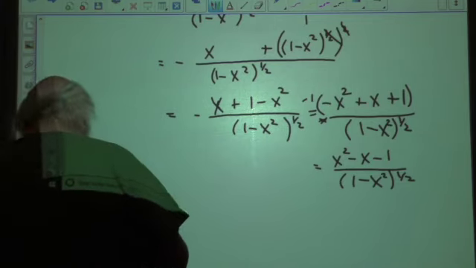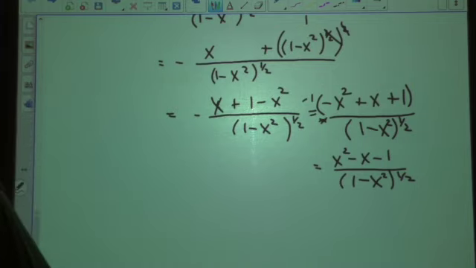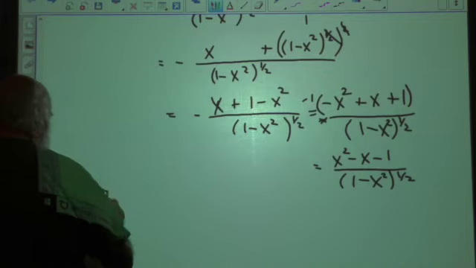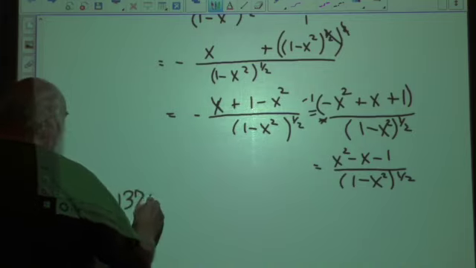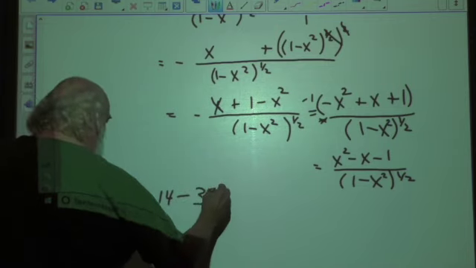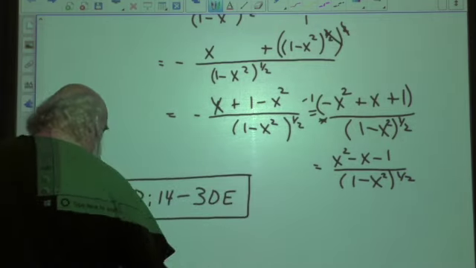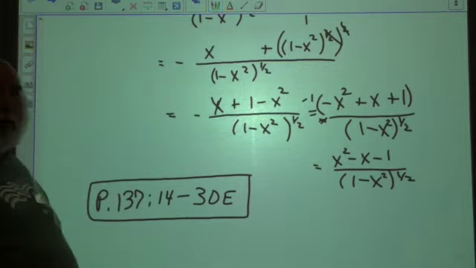Your assignment then on page 137, 14 through 30, E. Good luck.